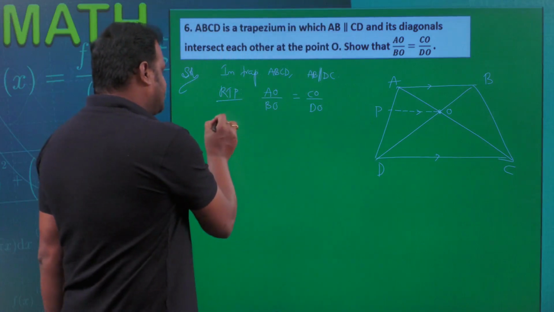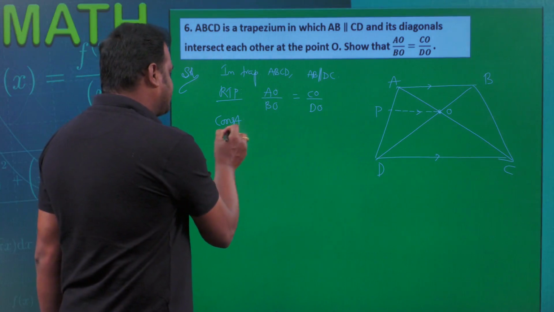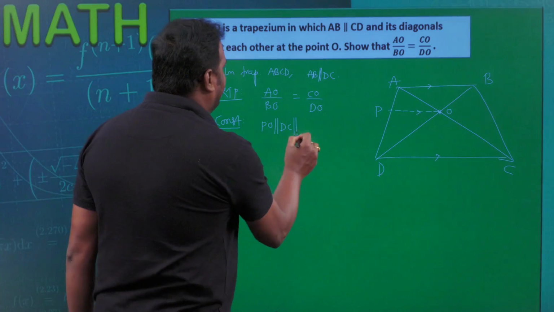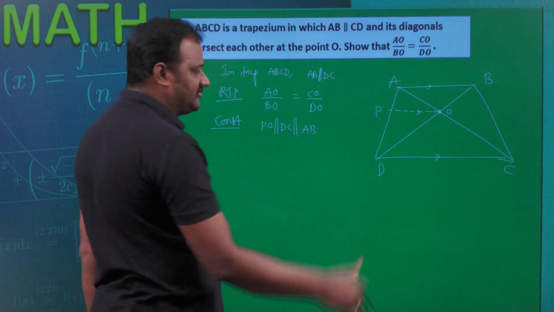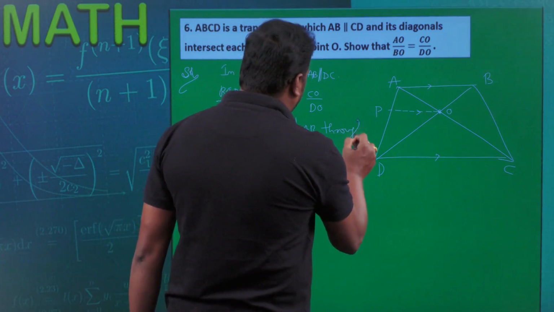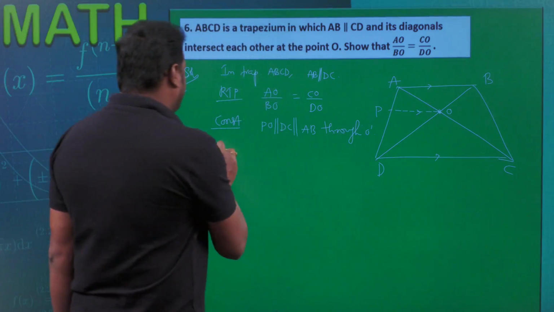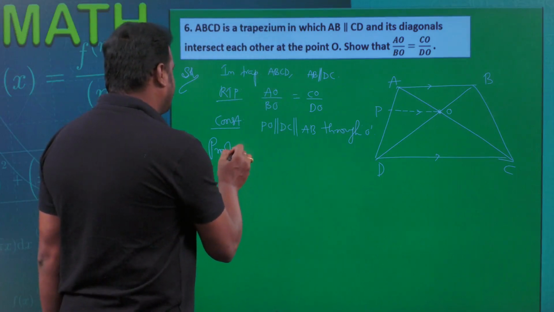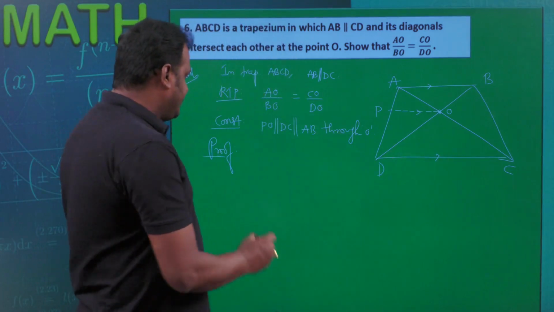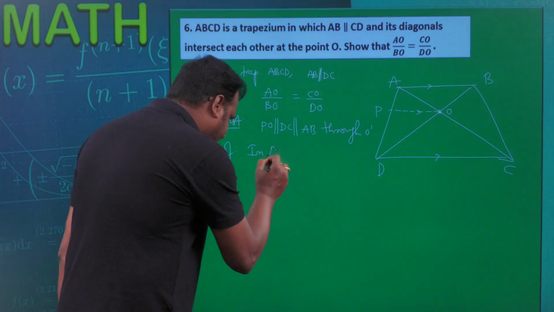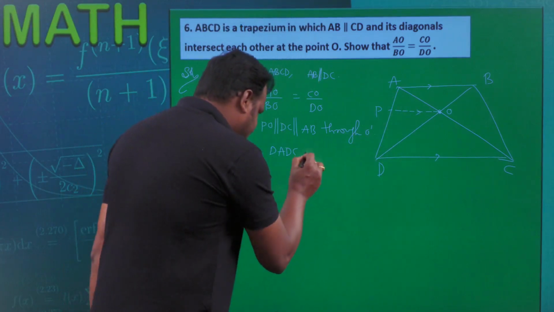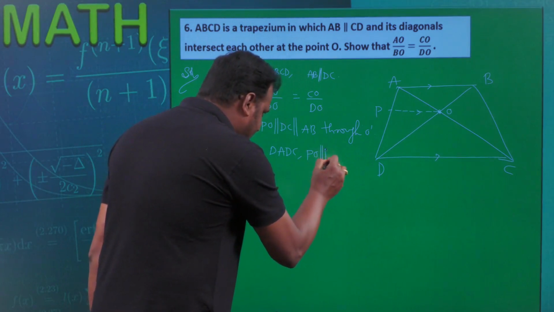So the construction is going to be, what is the construction? PO is drawn parallel to DC or parallel to AB, because AB and DC both are parallel, through the point O. Now coming to the proof. Observe here. I am going to consider triangle ADC. In triangle ADC, PO is parallel to DC.